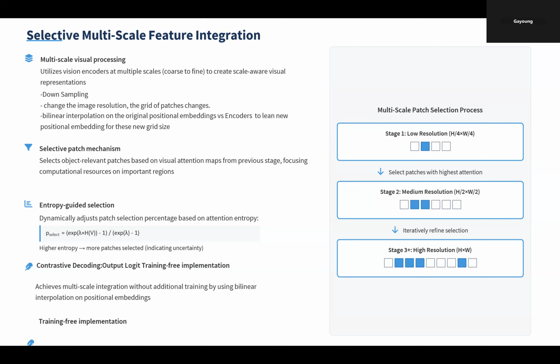And after that, we will do the selective mechanism, which selects object-relevant patches based on the visual attention map from the previous stage. So from the previous stage, we find and focus on important regions through the attention process. And after that, we will calculate entropy. If the entropy is higher, then more patches are selected.